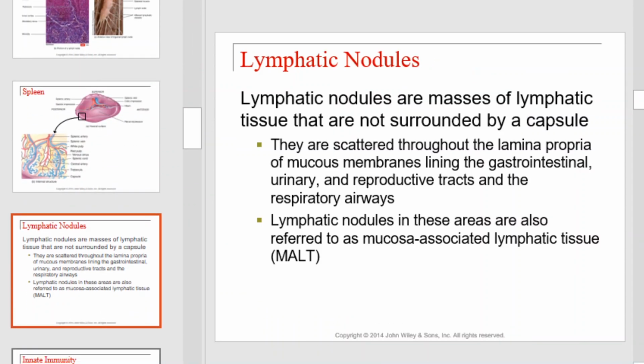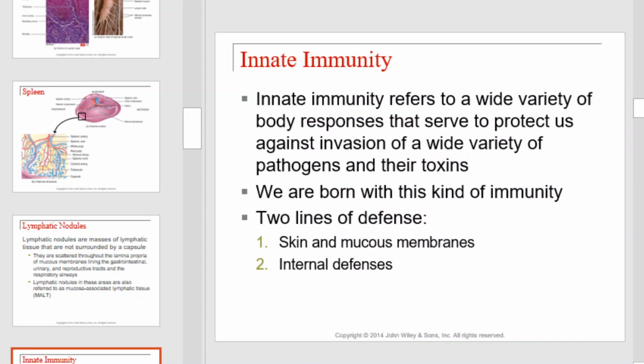Lymphatic nodules. Lymphatic nodules are masses of lymphatic tissue that are not surrounded by a capsule. They are scattered throughout the lamina propria of mucous membranes lining the gastrointestinal, urinary, and reproductive tracts and the respiratory airways. Lymphatic nodules in these areas are also referred to as mucosal-associated lymphatic tissue, or MALT.